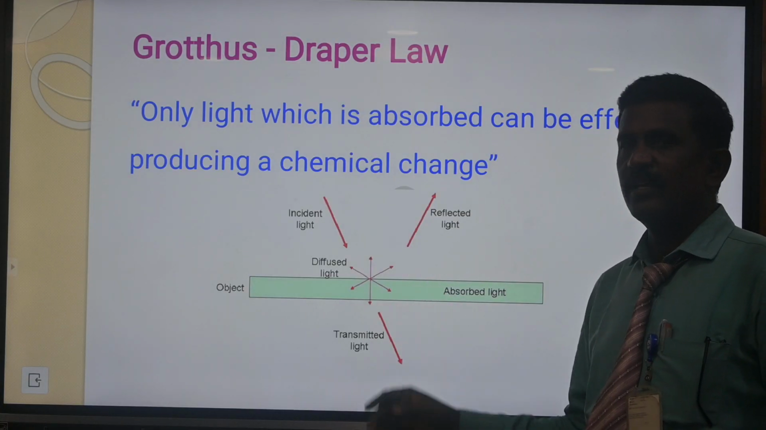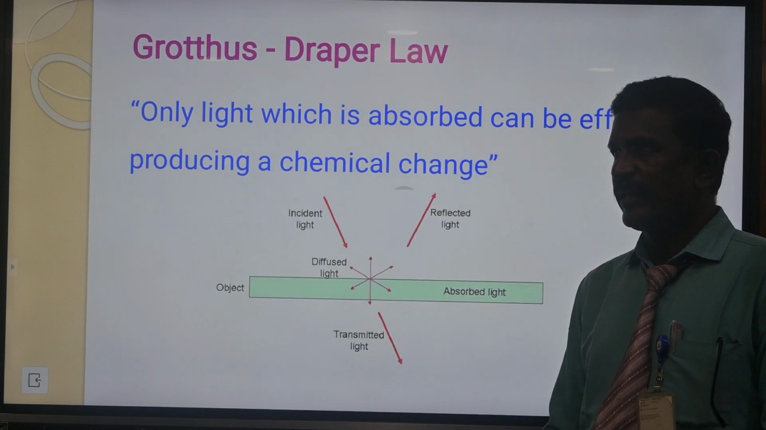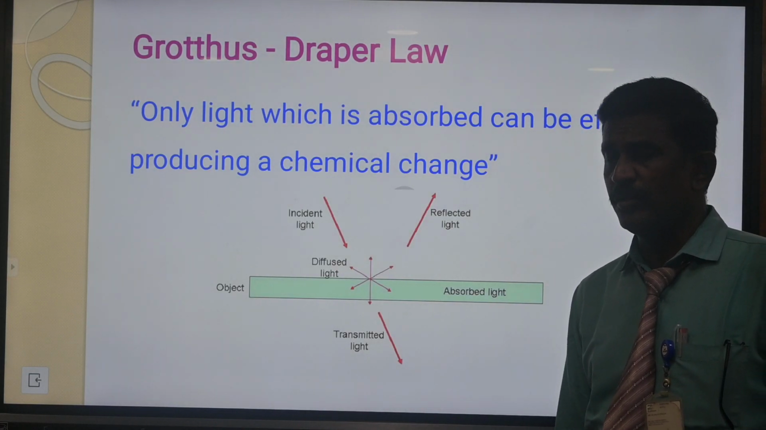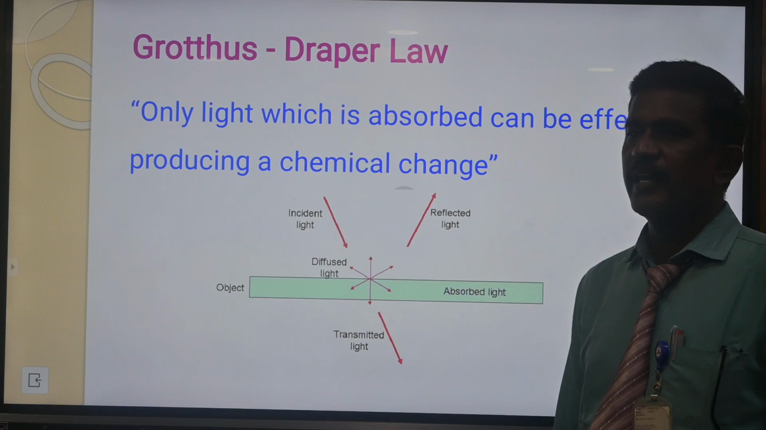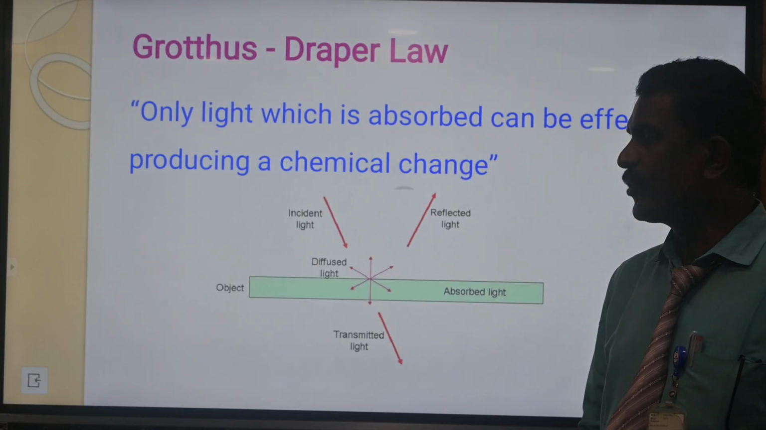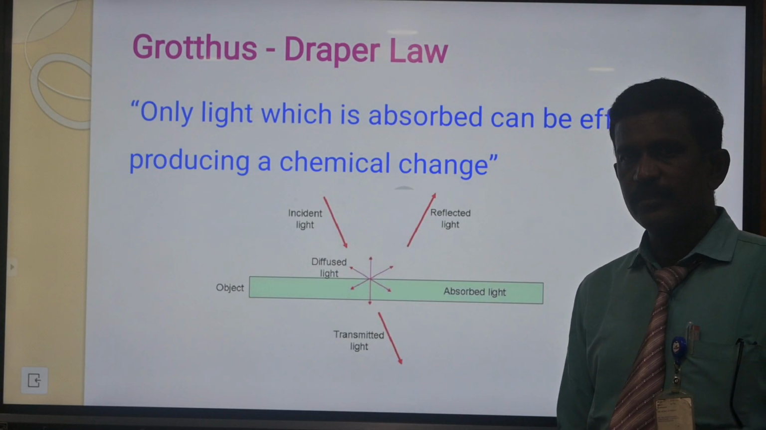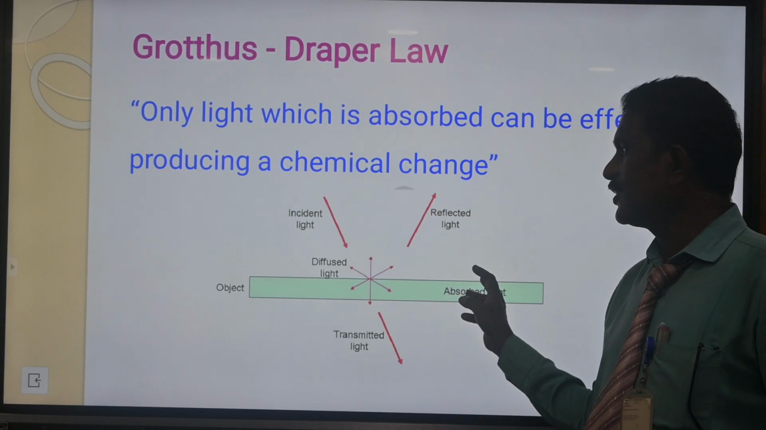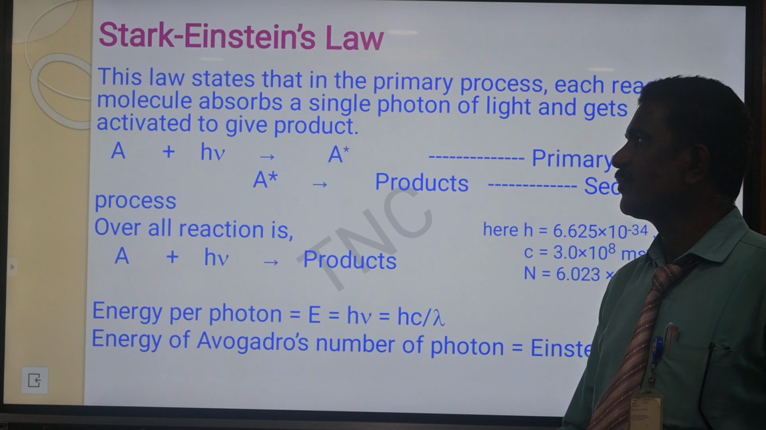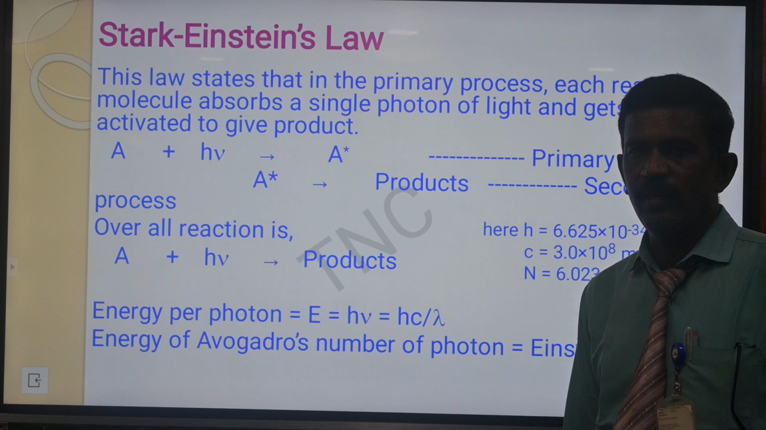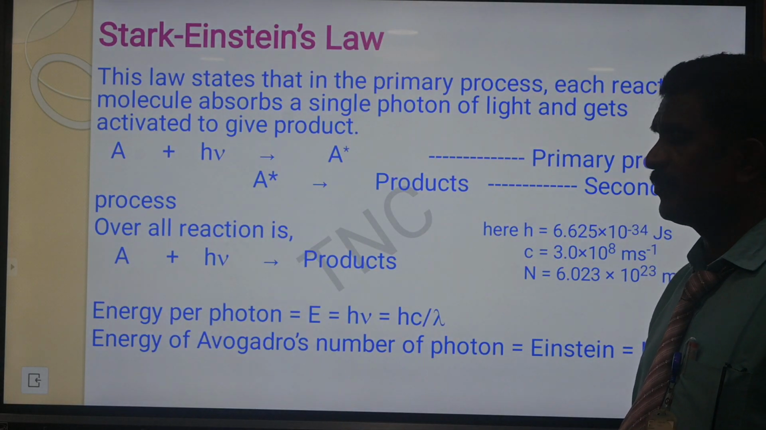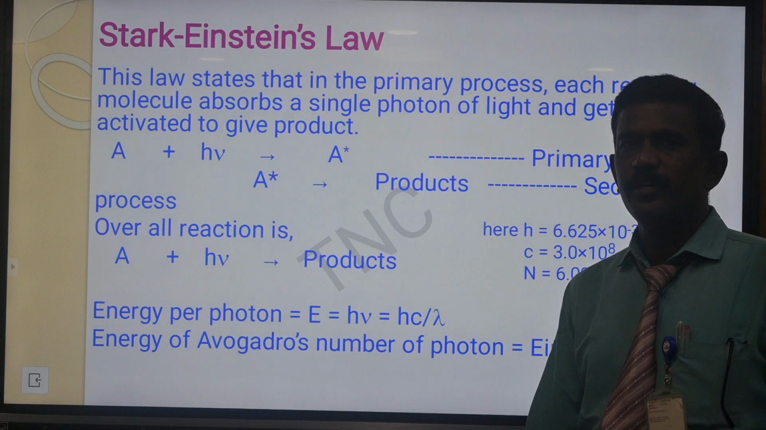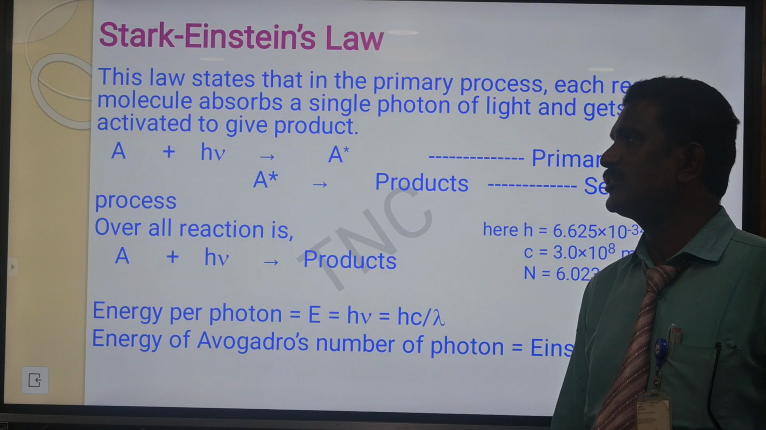But then, as per this law, if you see the rate of reaction versus the number of photons absorbed, we should get a 1:1 ratio. But in many photochemical reactions, the ratio of the number of photons absorbed to the number of chemical molecules reacted would not be the same. Then we need one more law. So this is our second photochemical law, which is called the Stark-Einstein law.